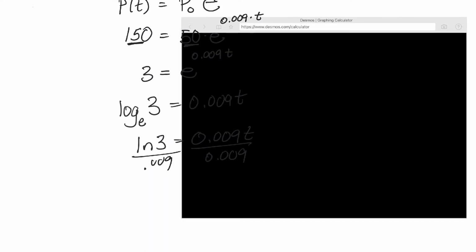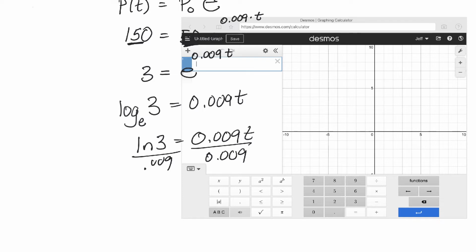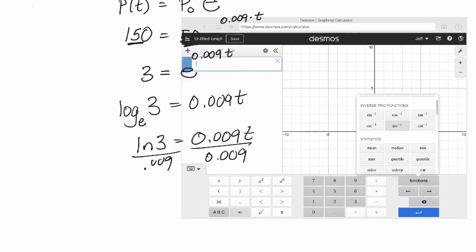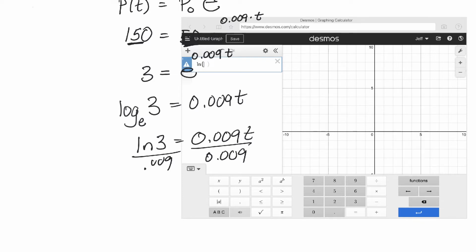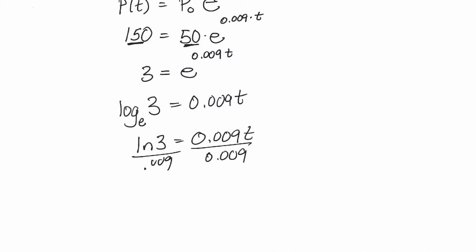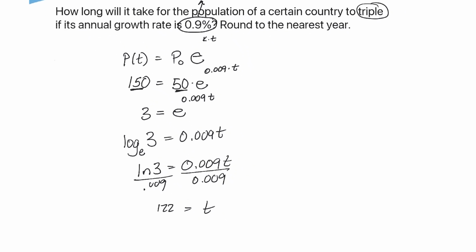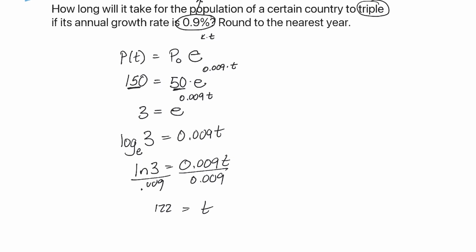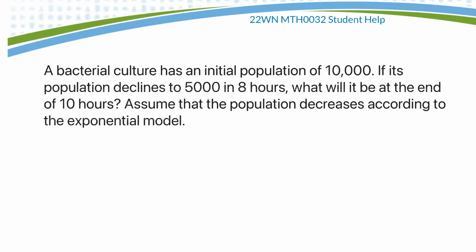So let's get decimals out. I want to go ln of 3, bracket, divide, 0.009. That gives 122, and they say to round it to the nearest year. So the time would be 122 years. That's how long it takes a population to triple if you're going up only by almost 1% a year. Long time. Okay, next question.